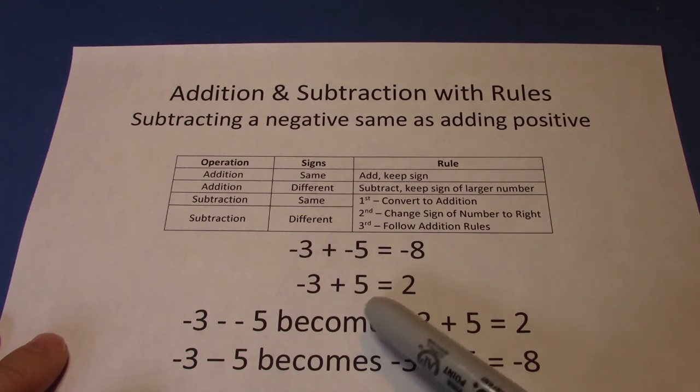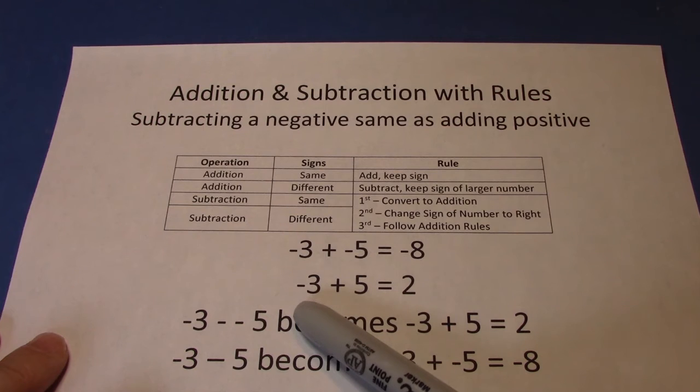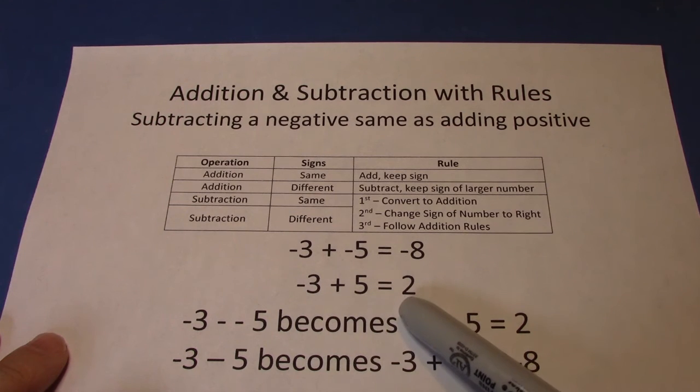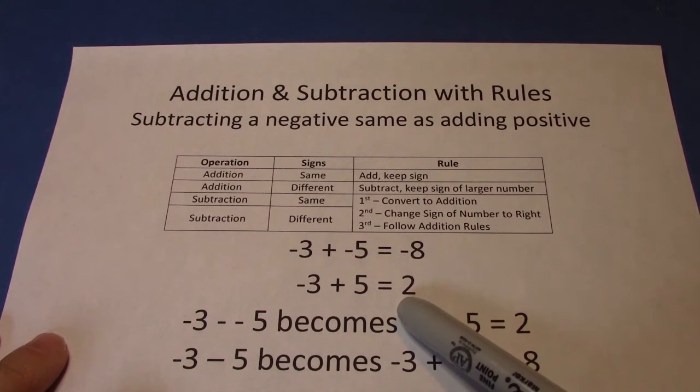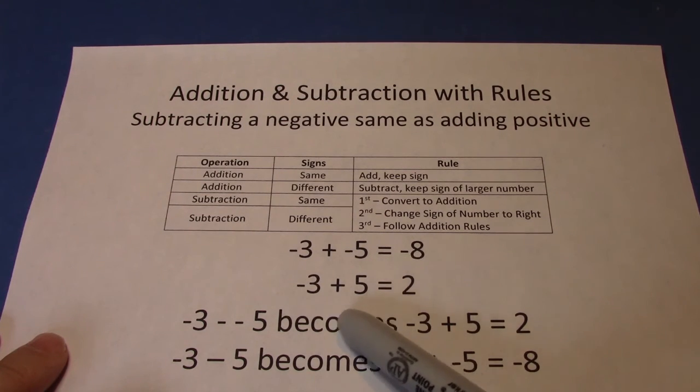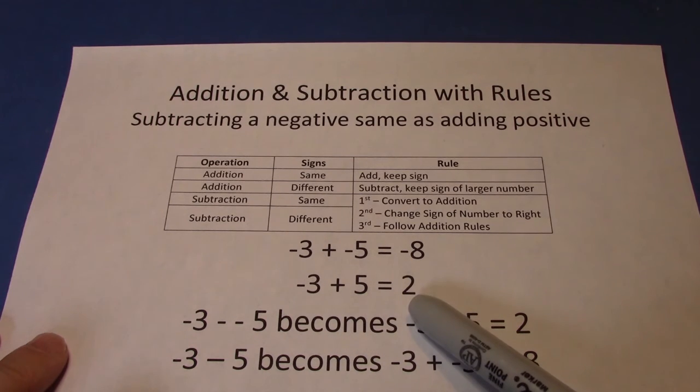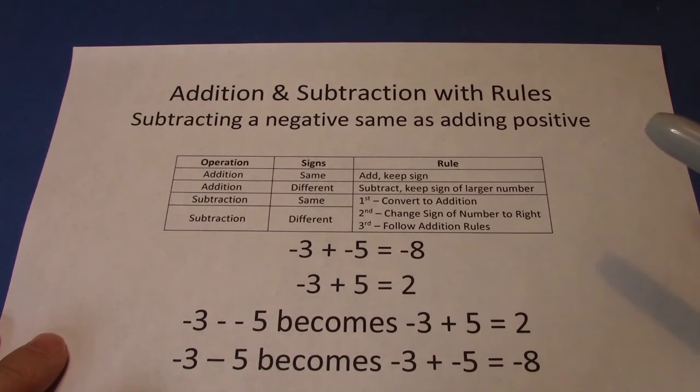So the rule is you just don't worry about the signs for a minute. Find the difference between the two. 5 and 3 have a difference of 2. They're 2 apart on a number line, or 5 minus 3 equals 2, right? Then decide what the sign is. We keep the sign of the larger number. 5 in this case is larger than 3. 5 was positive, so our final answer is positive.